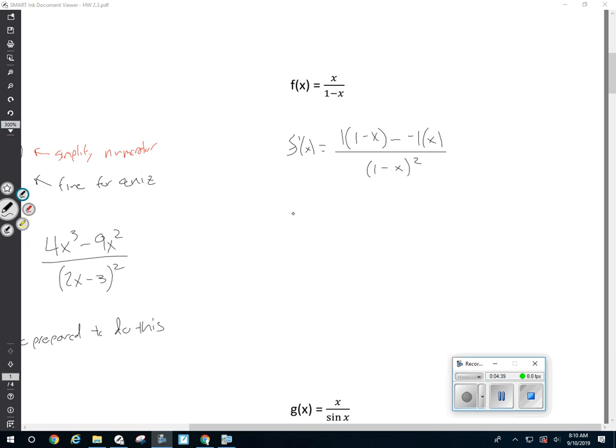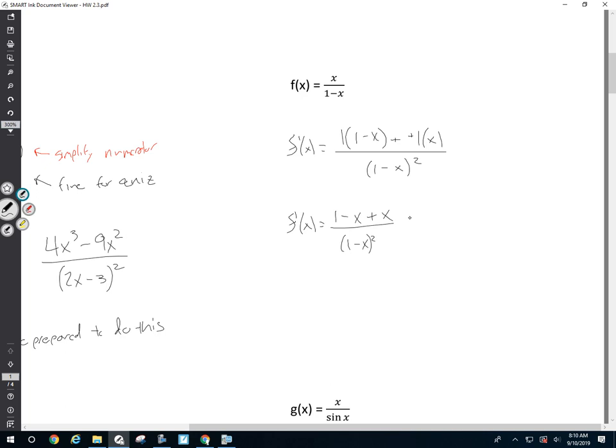This is fine, but let's just simplify a little bit. I got 1 minus x. This is minus a negative or plus a positive, plus x, over (1 minus x) squared. And this numerator simplifies to just be 1 over (1 minus x) squared. It's a lot nicer looking than the previous one.